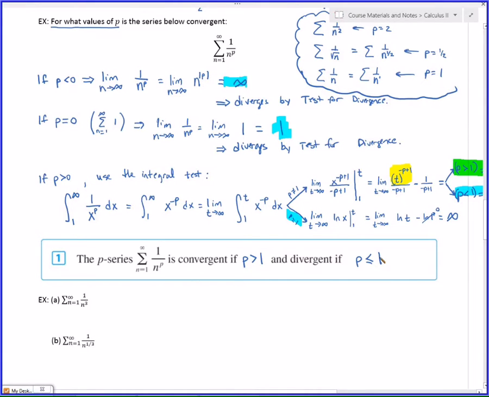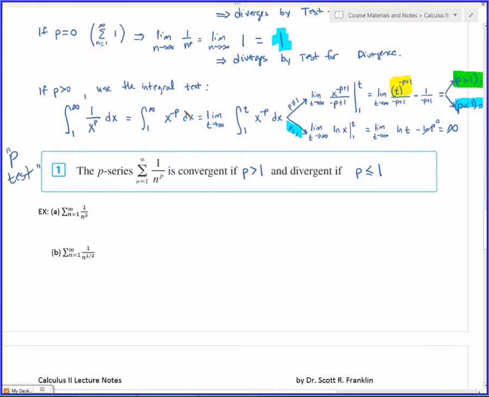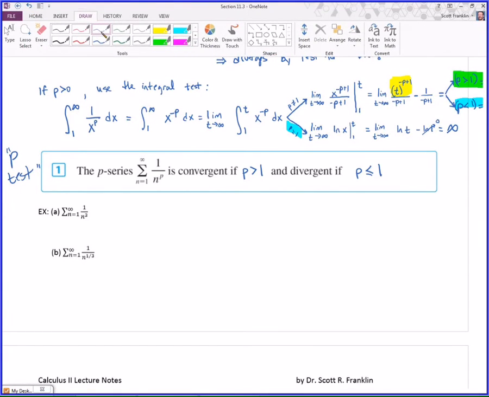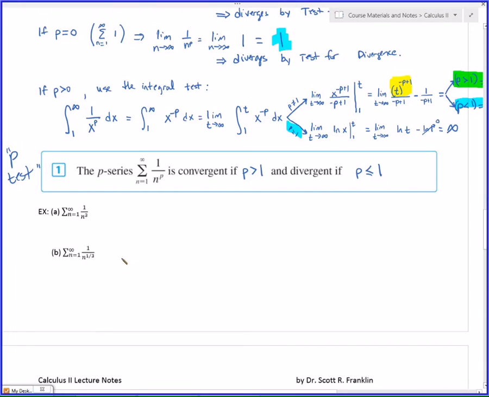We now have something that I'm going to call the p-test. And that's when you have 1 over n to the p. If p is bigger than 1, it converges. If p is less than or equal to 1, it diverges. All right, so immediately you can look at these two series and not have to do any work at all and tell me if they converge or diverge.